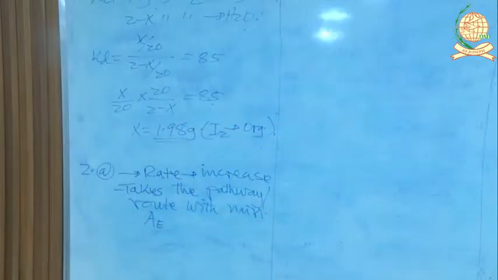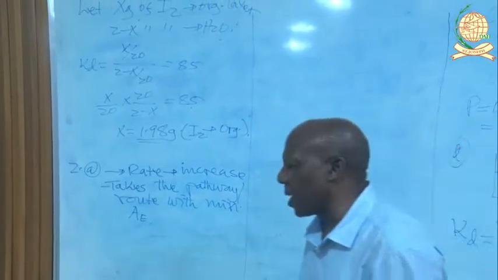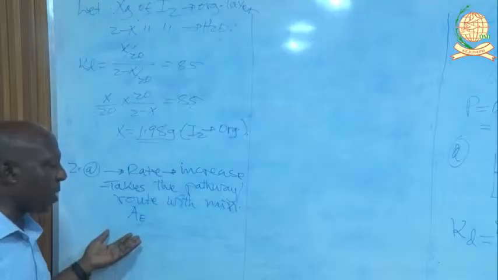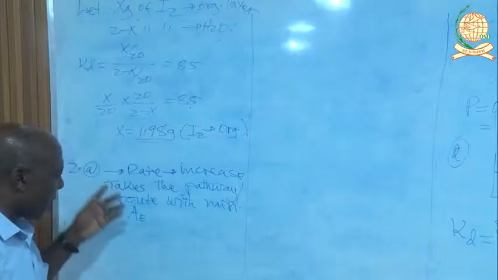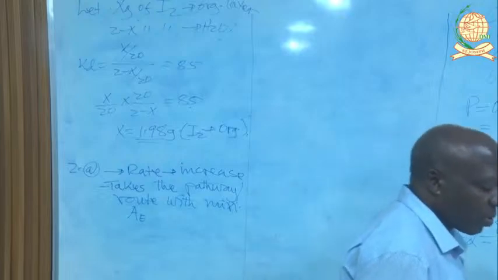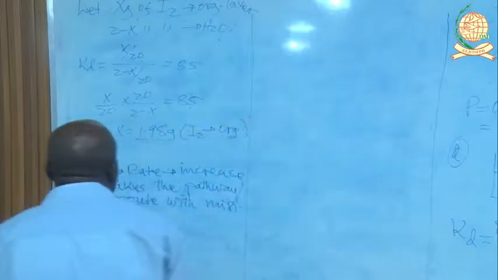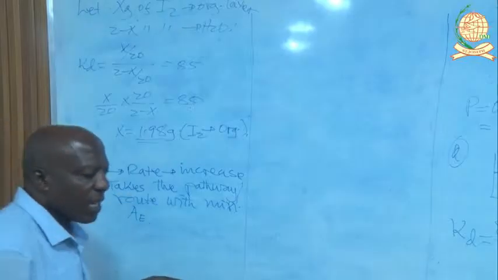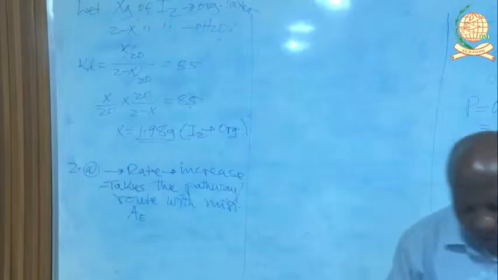Once the reaction overcomes the activation energy, then the reaction occurs. That is why we say the activation energy is the minimum energy required to initiate the reaction. So by adding a catalyst, the reaction will find the way or the route with the minimum activation energy. So it is not proper to say that the catalyst lowers the activation energy. Instead, it finds the route with the minimum activation energy. So that was question number 2, A, Roman 1.